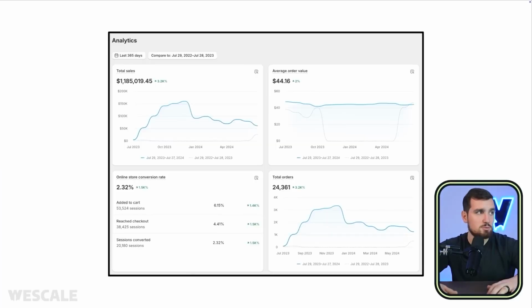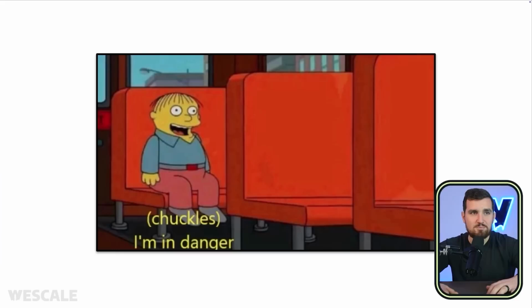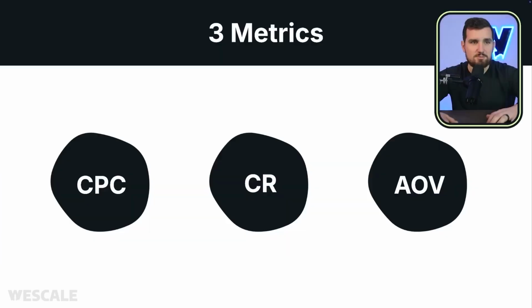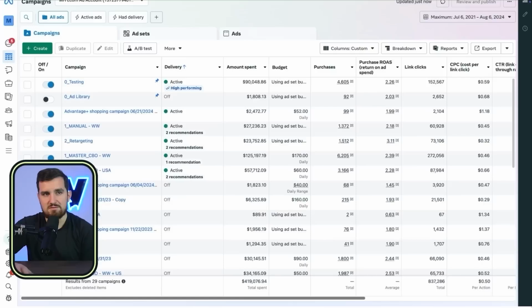So we're going to find them in two places. Number one is on our Shopify Analytics dashboard. And here's where we see total sales, average order value, and then our online store conversion rate. And then we also see them in our Facebook ad account. And I know when you look at this, it feels overwhelming. So the three metrics that we really care about are these three. We're going to go in this order, and these are the targets that we're trying to hit: 50 to 75 cent cost per link click, 2.5% conversion rate, 2.5 to 3, and $45 to $50 average order value.